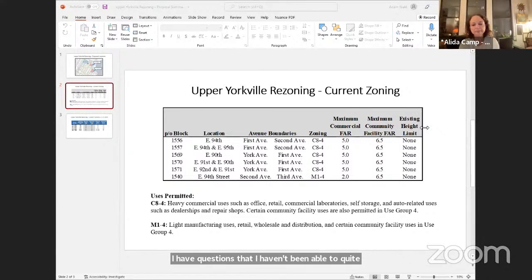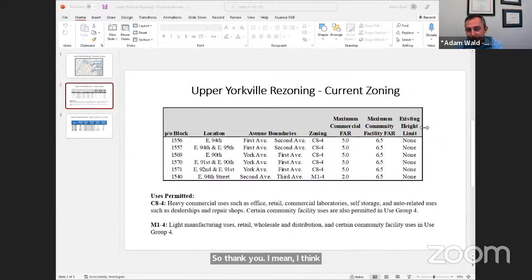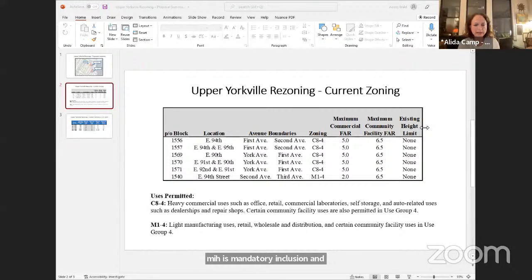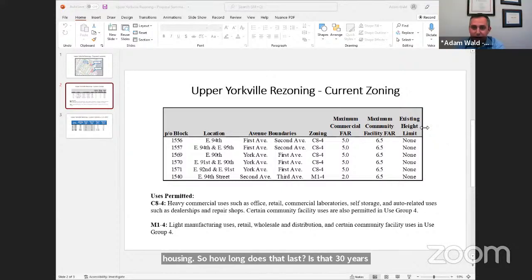Thank you. I think the idea here is to follow mandatory inclusionary housing. Ideally, the developments would be large enough that they can't use what I think you're referring to, the opt-out, which is that if a development is less than 12,500 square feet, you do not have to build the affordable housing under MIH. If it's between 12,500 and 25,000 square feet, there's a way to skirt it through a supplemental payment to an affordable housing fund. Anything above that is MIH, mandatory inclusionary housing. So how long does that last? Is that 30 years, 20 years, forever? 35, 40, or 45. I have to check.